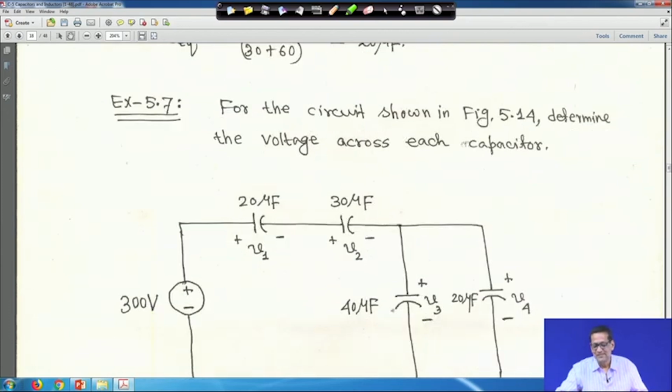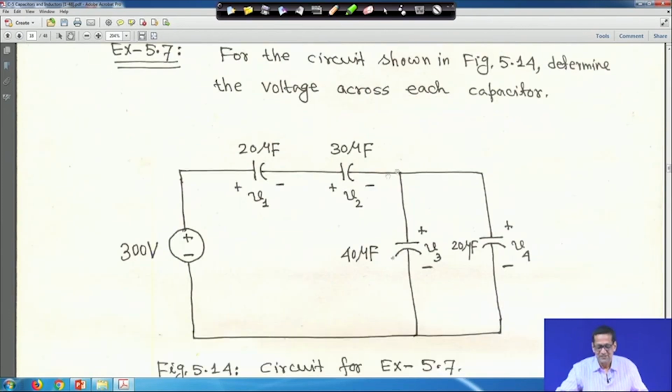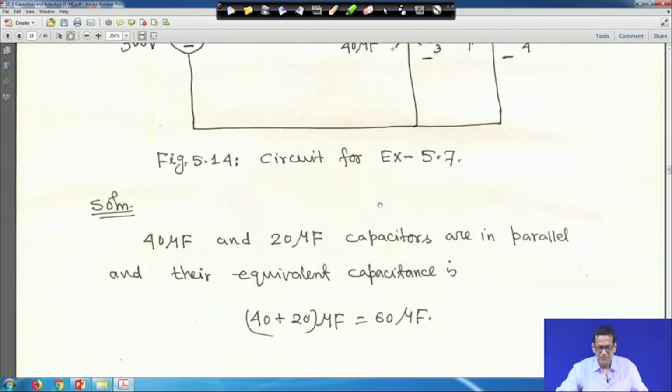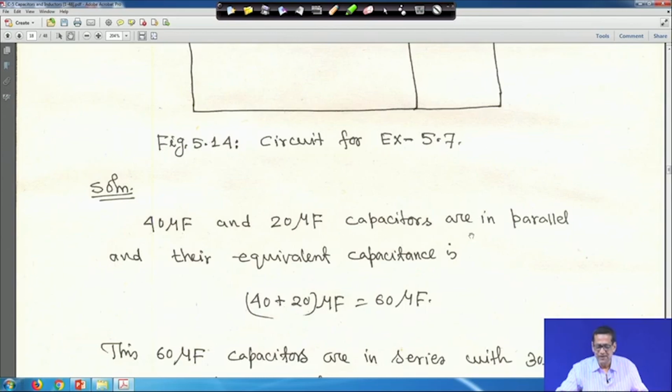Next one is another example. For the circuit shown in figure 14, determine the voltage across each capacitor. The circuit is given 300 volt, this is V1, V2, this voltage is V3 and V4. All the capacitor values are given: 20 microfarad, 30 microfarad, 40 microfarad, and again here it is 20 microfarad, right. This 20 and 40 are in parallel. So, you add them up, 40 plus 20.